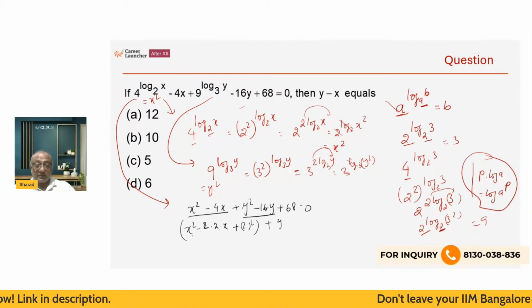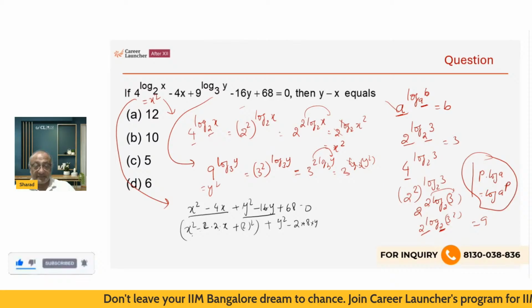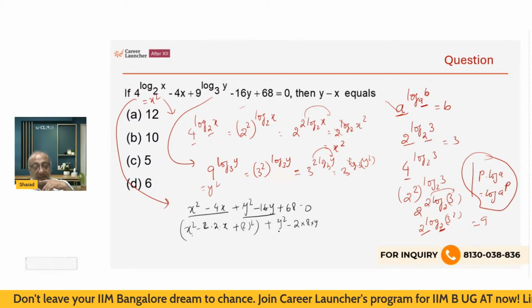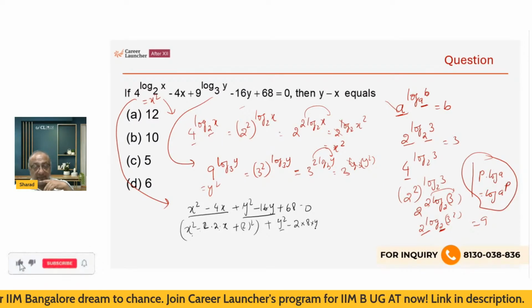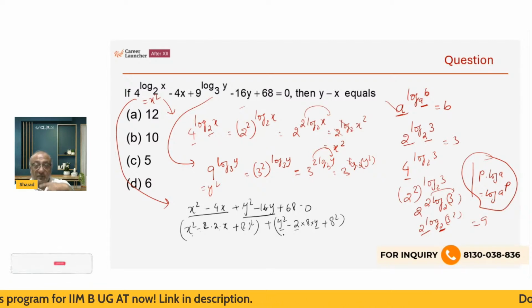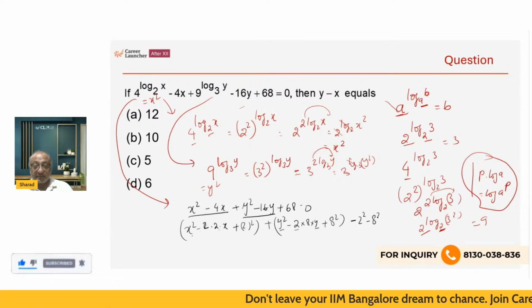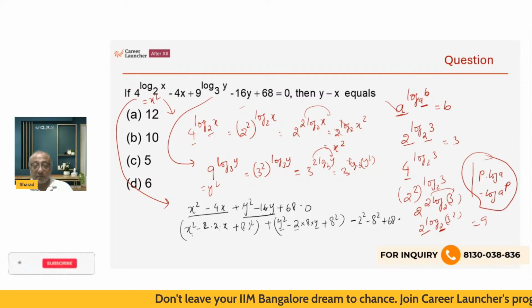The second one is y square minus 2 into 8 into y. Where did 2 into 8 into y come from? From 16. This is 2, this is B, but B square is not there, so we'll put 8 square. So what have we done? We have added 2 square, so subtracted, added 8 square, subtracted, plus 68 equal to 0.